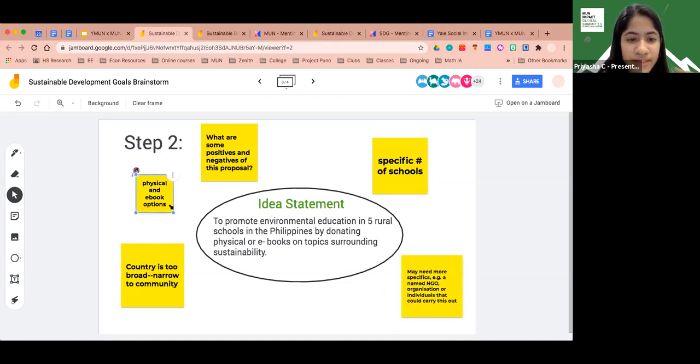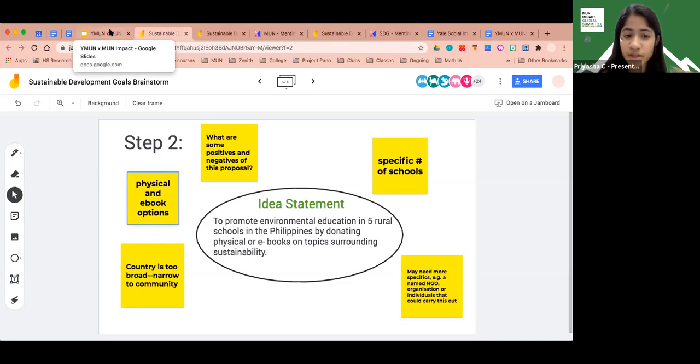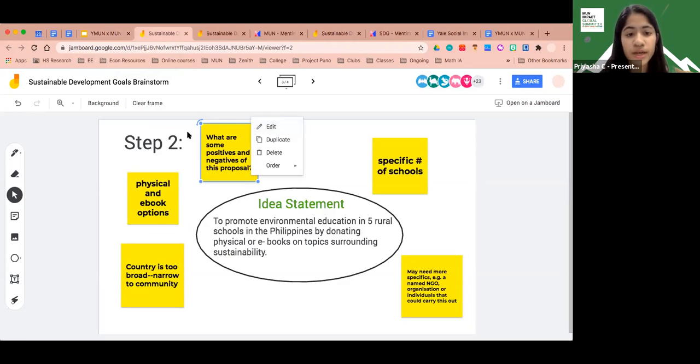It seems that a positive is that there are physical and the option of physical books and ebooks offered, because of course the rural schools in the Philippines don't always have the internet capacity or technology required to utilize ebooks. So if you were to suggest an idea like this, make sure you figure out how exactly you would make it come true.